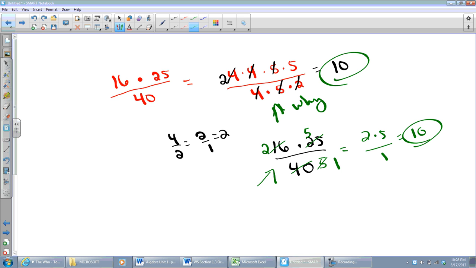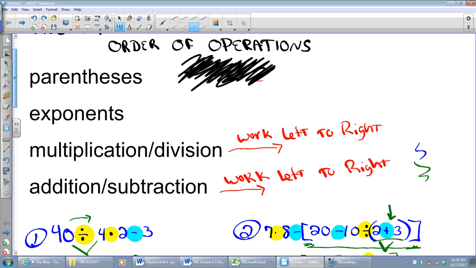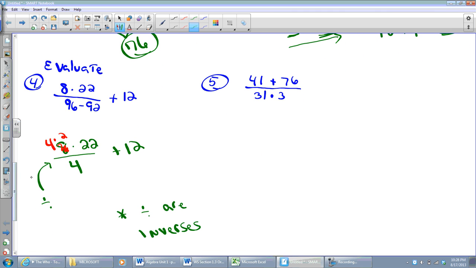This is how I would show my work because I don't want to break it down into everything. All right, so let's get back to the last problem. Sorry about that. Okay, same type of problem.